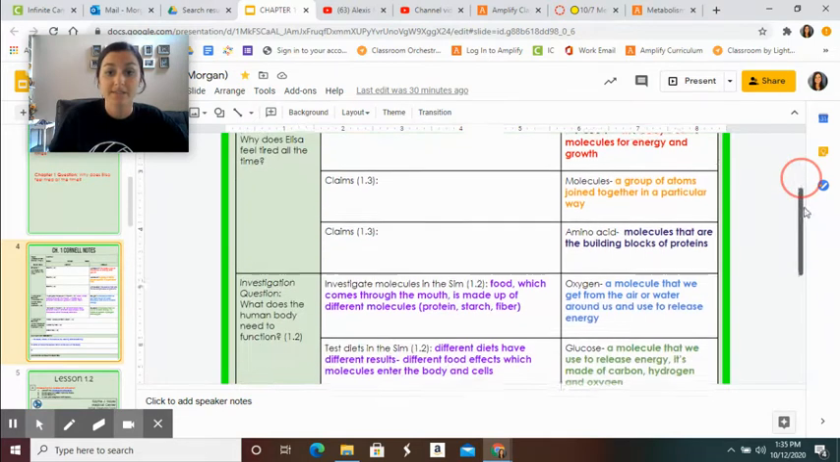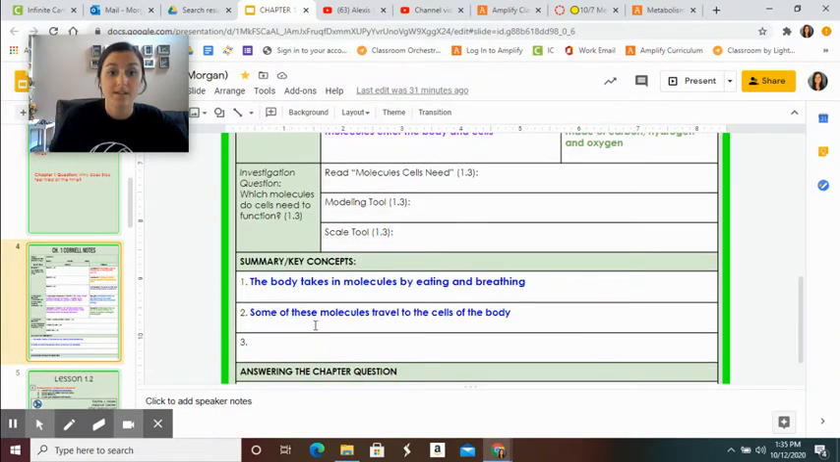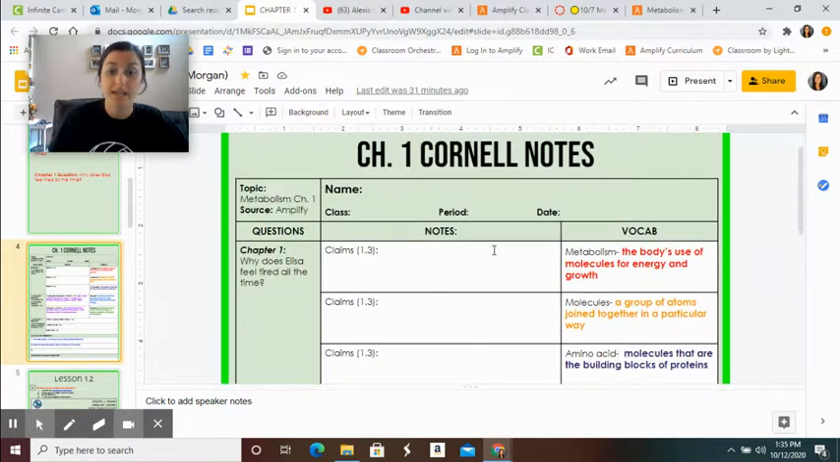and then we added these as well. So 1.2, we had these 2 concepts, and so add those 2. And then we had these concepts as well. So the body takes in molecules by eating and breathing, and then some of these travel to the cells of the body. And so obviously you can pause this video to kind of get that information, but that is it for 1.2.